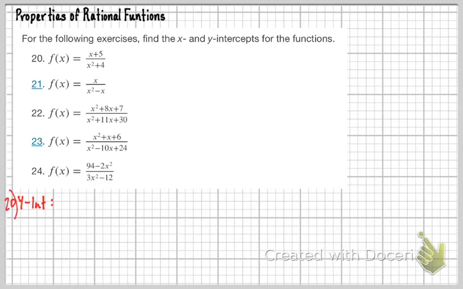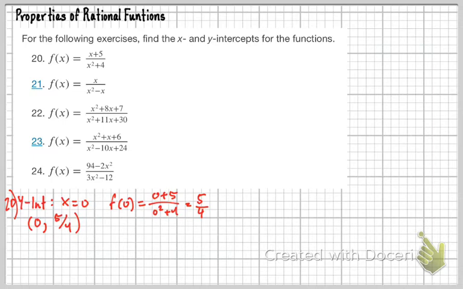What we're looking for is where my x equals 0 if it's a y-intercept. So all I have to do is look at f of 0. My x is 0, so that's 0 plus 5 over 0 squared plus 4. That's going to be 5/4. So my y-intercept is (0, 5/4). That's easy enough.